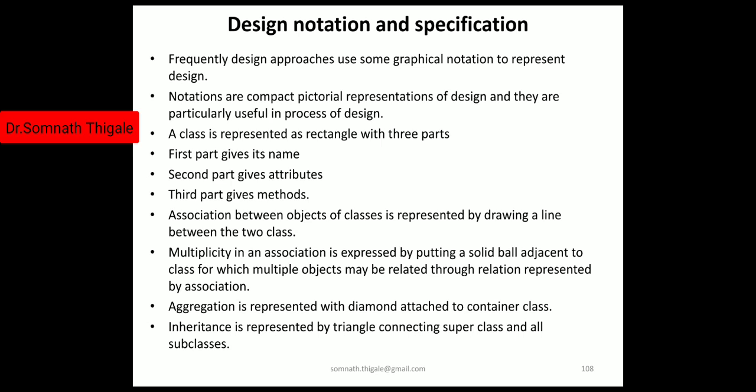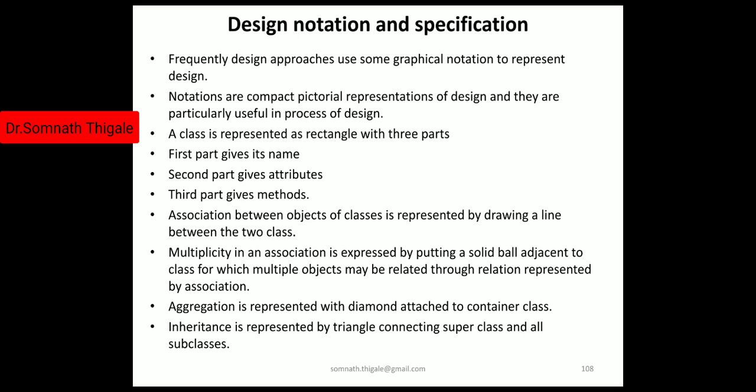Next, similar objects together form a class. How do we represent the class? A class is represented with a simple rectangle having 3 compartments. The first compartment tells us the class name, the second talks about its attributes, and the third talks about its methods, operations, and behavior, that is, how your class is going to get its behavior.